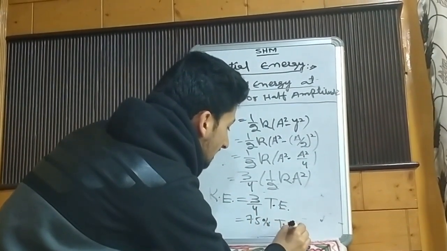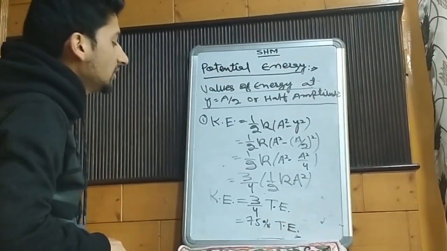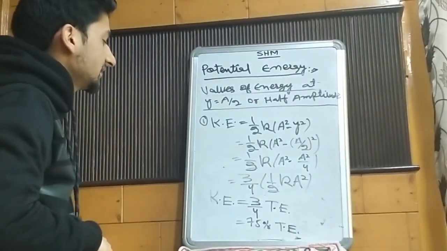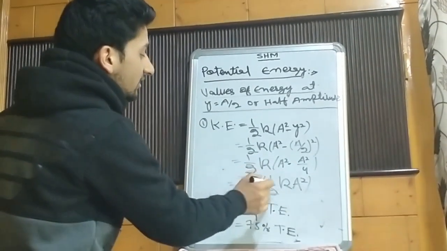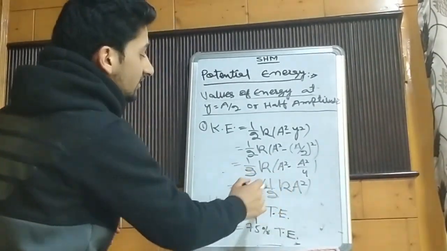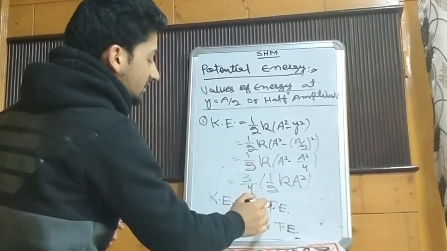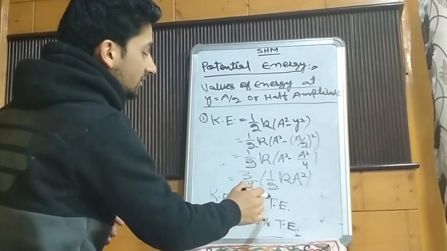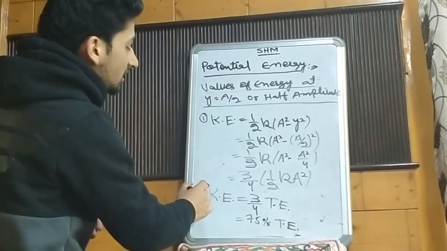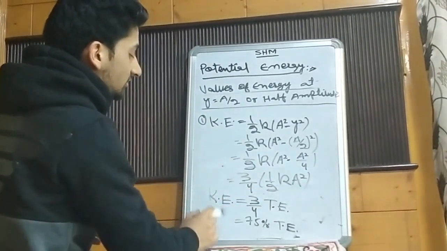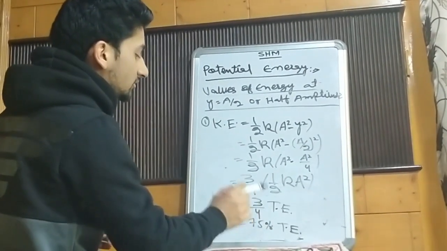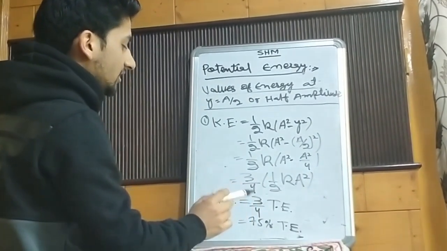So at y equal to a by 2, the kinetic energy of a particle is equal to 3/4 times 1/2 k a². 1/2 k a² is actually the total energy of a particle executing simple harmonic motion. So we can write kinetic energy equal to 3/4 times total energy, which is actually 75% of the total energy of a particle executing simple harmonic motion.